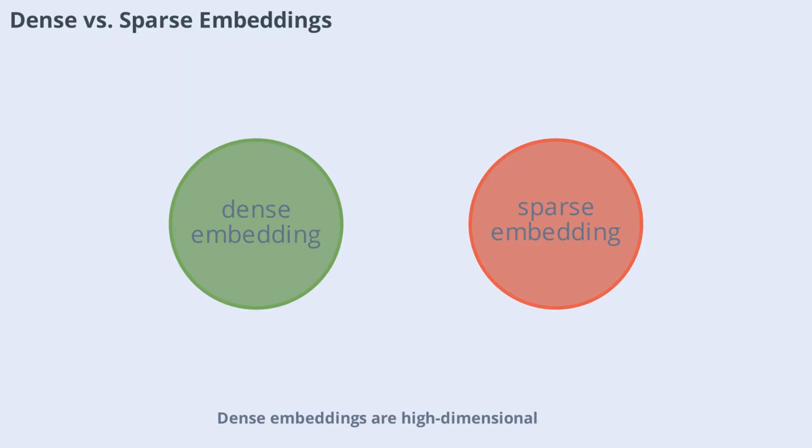Dense embeddings are high-dimensional, continuous vectors generated by deep learning models. They capture abstract meanings and conceptual similarities. Sparse embeddings, on the other hand, are vectors with mostly zero values, focusing on exact keyword matches and frequency. Each type has its strengths depending on the search needs.